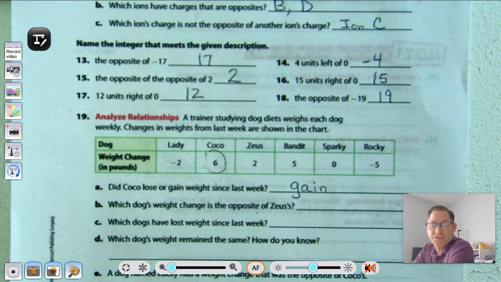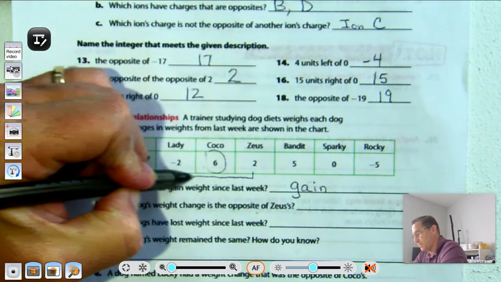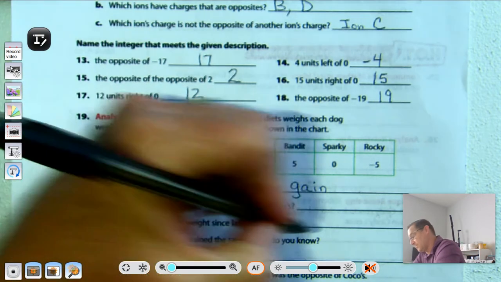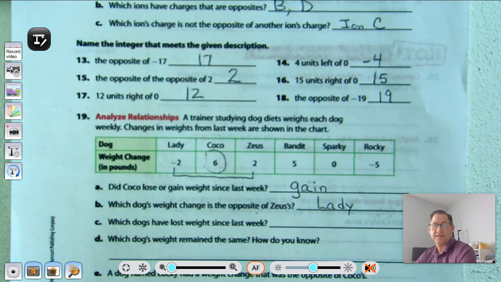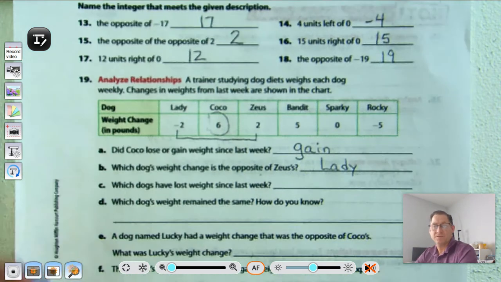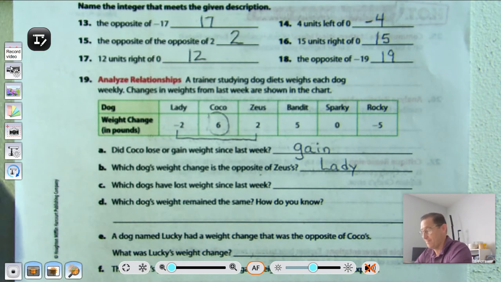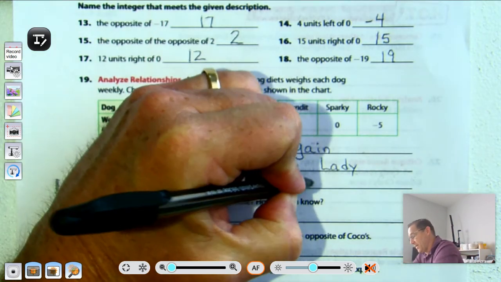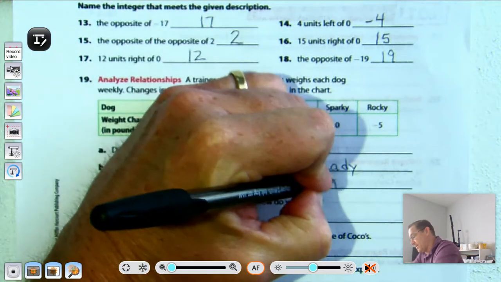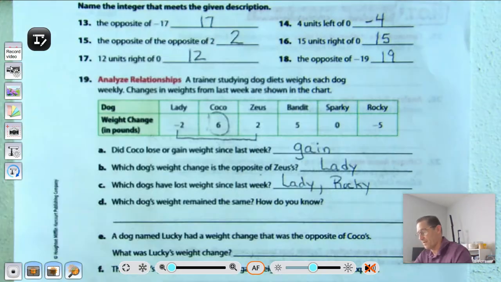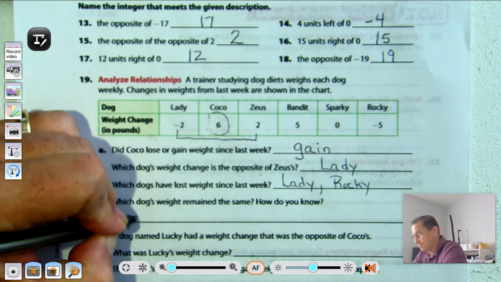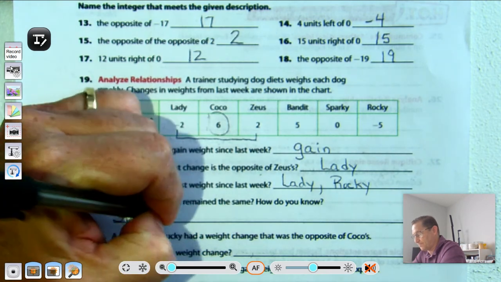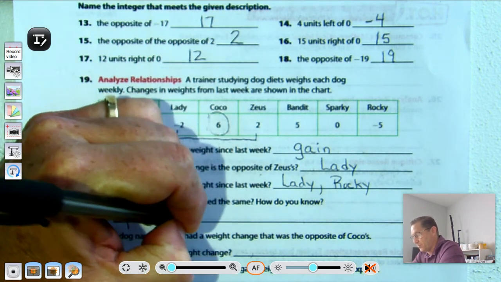Which dog's weight change is the opposite of Zeus's? Okay, well, the opposite of 2 is negative 2. So we want Lady. Which dogs have lost weight since last week? So loss would be represented by a negative number, right? So Lady lost. She lost 2 pounds. And Rocky, he lost 5 pounds. Which dog's weight remained the same? Well, Sparky's did. His weight change is 0.